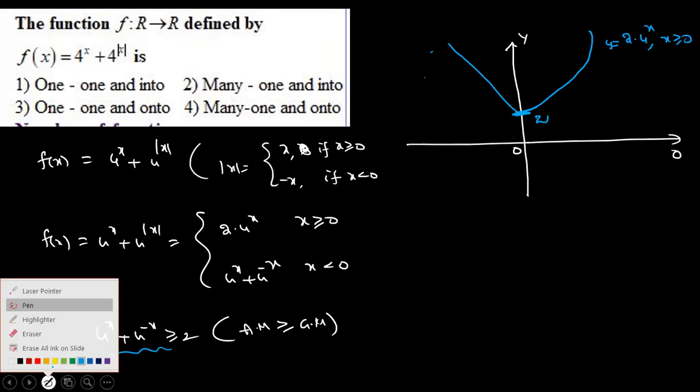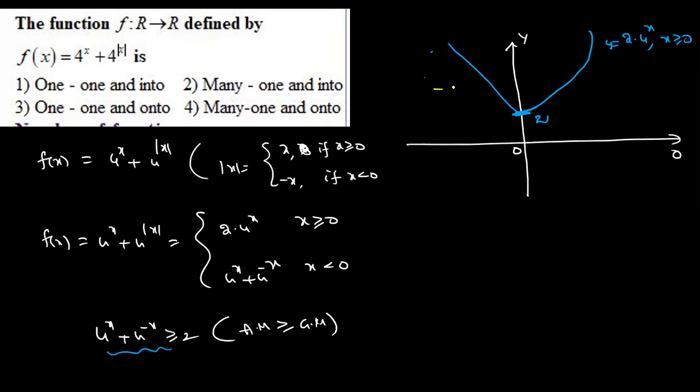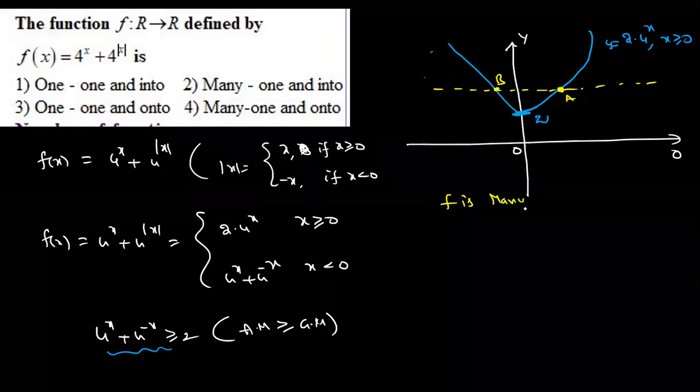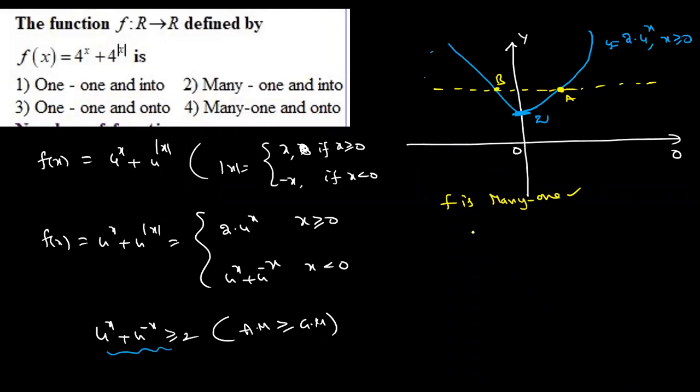Now draw a line parallel to the x-axis. How many times is it intersecting? At A, B. Therefore, f is many-one. Clear?